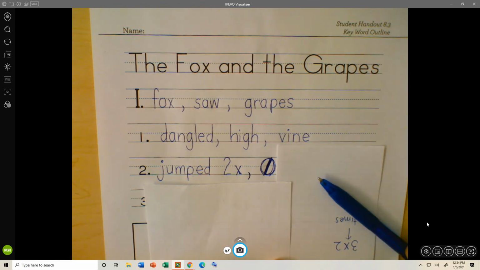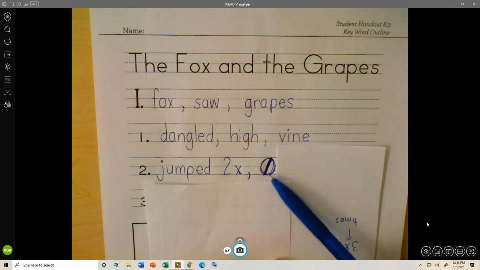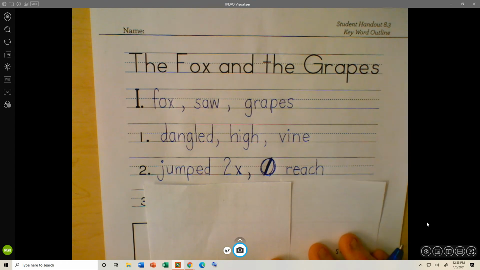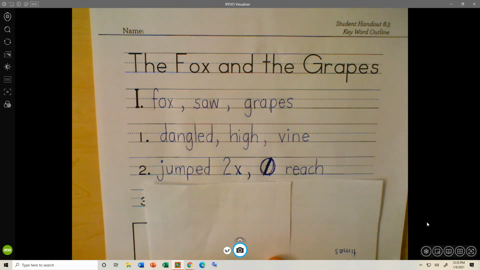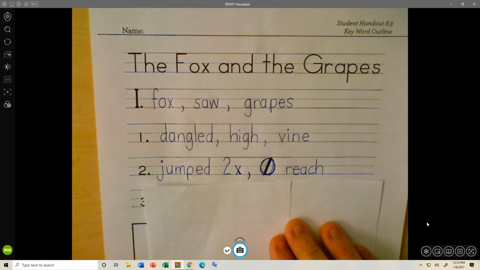And then what do you think our last word is? He jumped 2 times, but he could not. If you said reach, you are exactly right. Reach. He jumped 2 times, but he could not reach. Okay. Now, some of you might be going, well, Miss Caldwell, we have 2 words here. We're allowed to have 3. Is it okay if we don't have 3 words? Yes, it is okay if we don't have 3 words. The rule is that we just can't have more than 3. Okay, we're allowed to have less than 3.